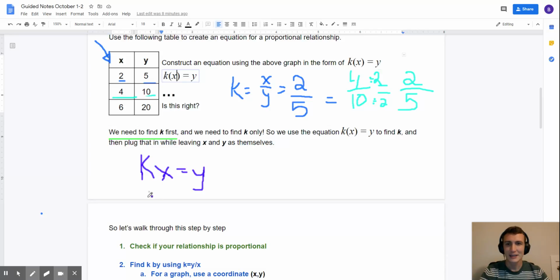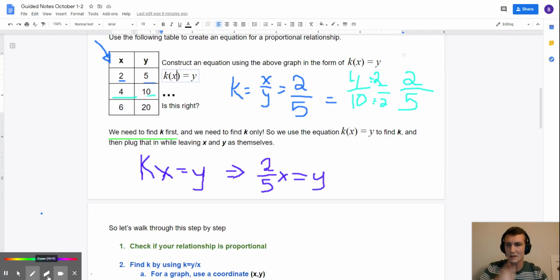But kx equals y. Well, what's my k? K is 2 over 5. So this just turns into 2 over 5 x equals y. And ladies and gentlemen, that's my answer.